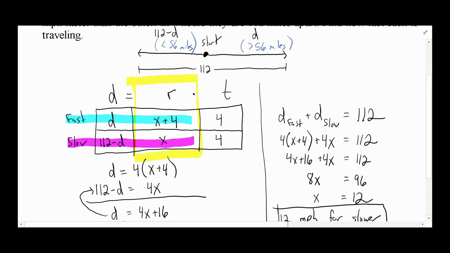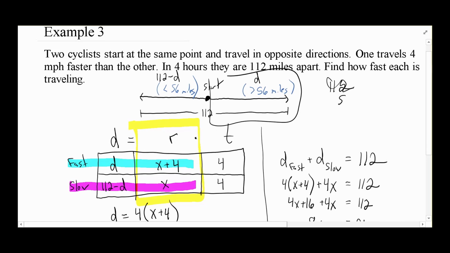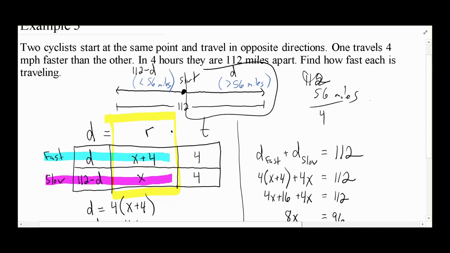Another way you can make some sense out of this is to come back to our picture and say, they traveled a total of, well, I'll let that one. We can look at the roughly half of this and say in 4 hours, if they went 56 miles, which they didn't, in 4 hours, then that would be about 14 miles per hour.